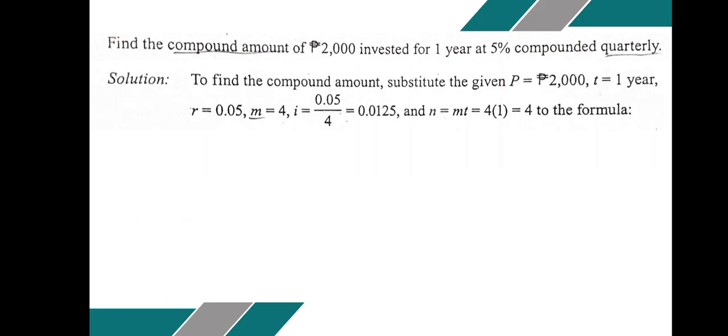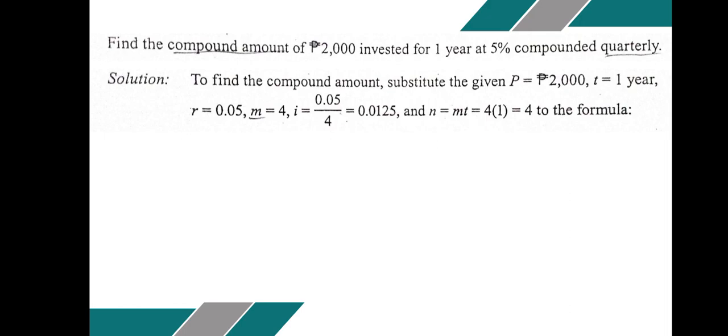Okay, let's have an example, no? Paano natin ma-solve ang compound interest and para ma-visualize natin. So, find the compound amount of 2,000 pesos invested for 1 year at 5% compounded quarterly. So, ayan. So, let's determine muna kung ano na yung mga given dito. So, to find the compound amount, we need to substitute yung mga given. So, yung given natin dito, which is P, yung principal, which is equal to 2,000 pesos. The T or yung time given here is 1 year.